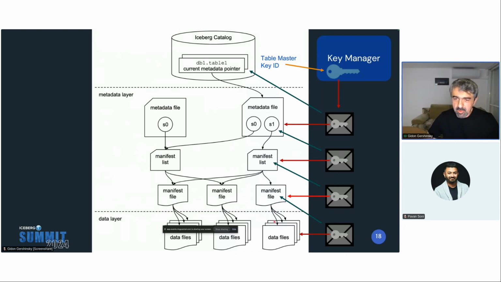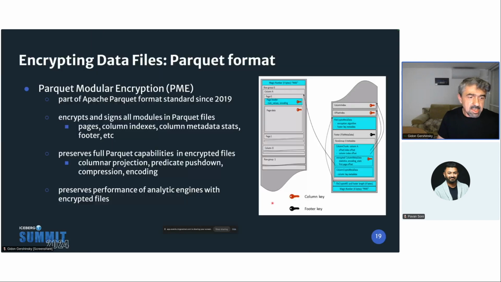Okay, so let's go layer by layer to see how the encryption is done. So for the data layer, if we use the Parquet format, we leverage Parquet modular encryption. That's a standard part of the Apache Parquet format since 2019. It encrypts and signs all modules inside Parquet files, pages, column indices, and so on. It preserves full Parquet capabilities in encrypted files, so all of columnar projection, predicate pushdown, compression, and encoding are still possible. And it preserves the performance of analytic engines with encrypted files. We'll see why in a minute.